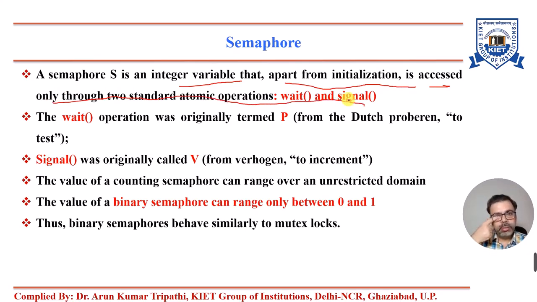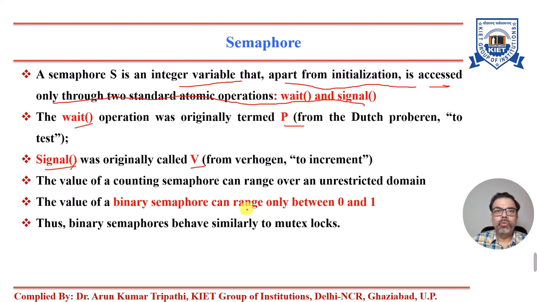Apart from initializing, it exists only through the standard atomic operations wait and signal. These operations were defined by the scientist Mr. Dijkstra, and the wait operation is generally termed as P, and the signal operation is generally termed as V. Verhogen means increment. It is a Dutch pronunciation. So there are two operations, increment and decrement. So wait will check for the condition and signal will increment the value.